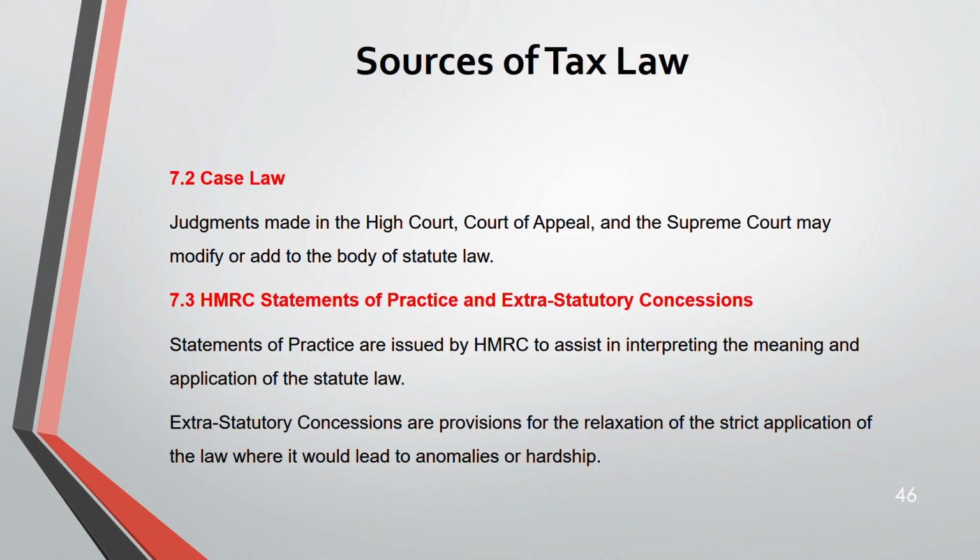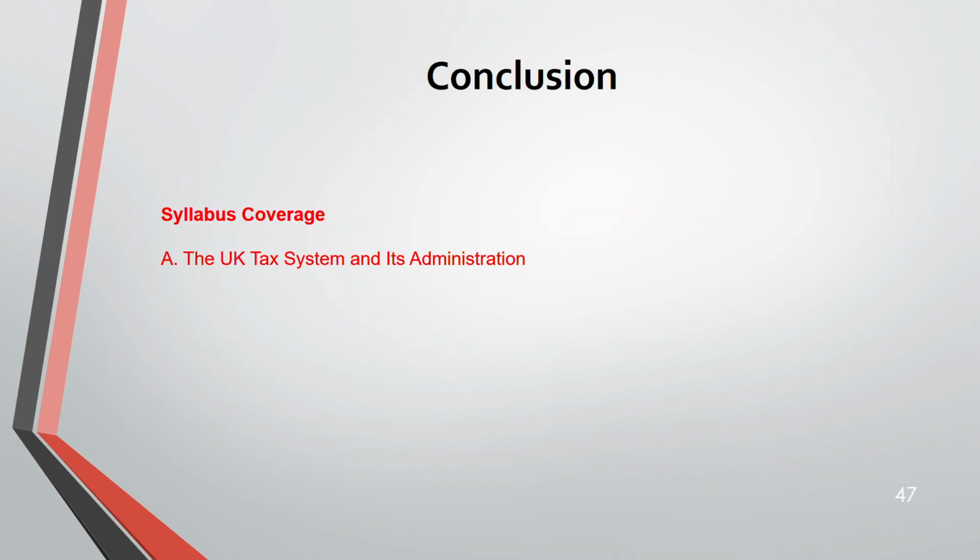Because sometimes, not in all conditions, you can apply the strict law. It will lead to hardship. It might lead to anomalies. Then they relax these rules. So extra statutory concessions do that. That is the purpose of it. You don't have to know the details. This much is enough. So with this, I have finished the first lecture in tax, UK tax.